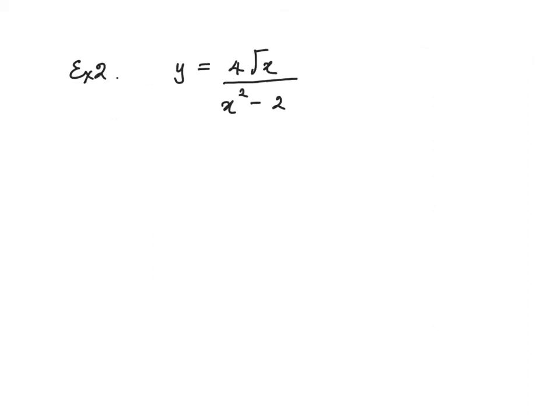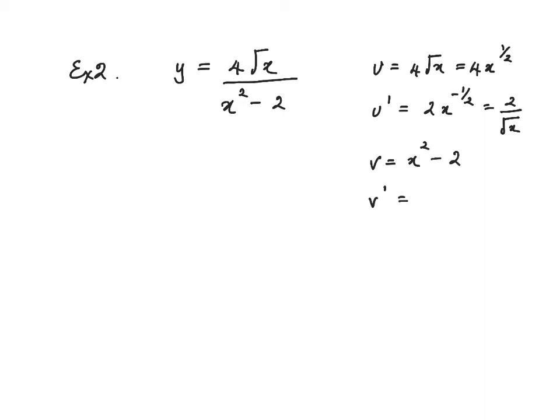Second example. So u is 4 root x, which is to say 4x to the power of 1/2, and u dash is 4 times a half is 2x to the power of minus 1/2. We could always write that as 2 over the root of x. V equals x squared minus 2, and v dash equals 2x. So dy by dx, it's u dash, differentiate the first, leave the second, minus, leave the first, differentiate the second, over v squared.